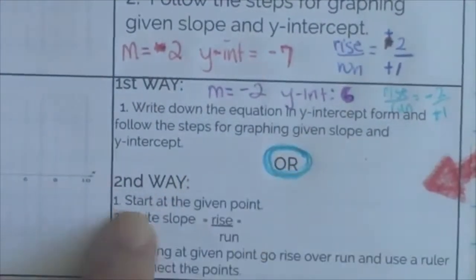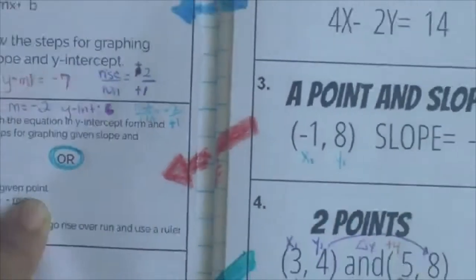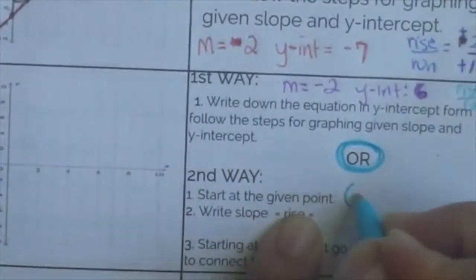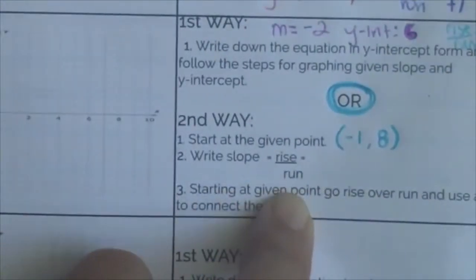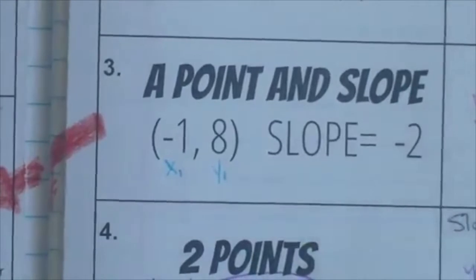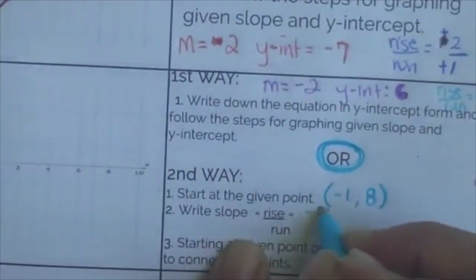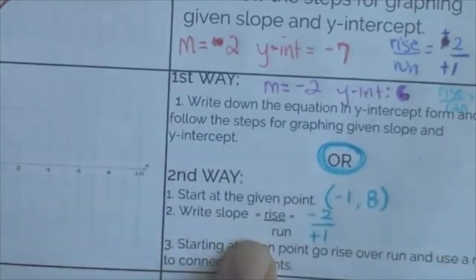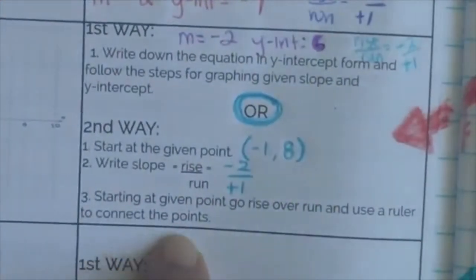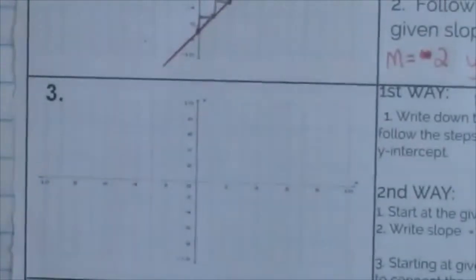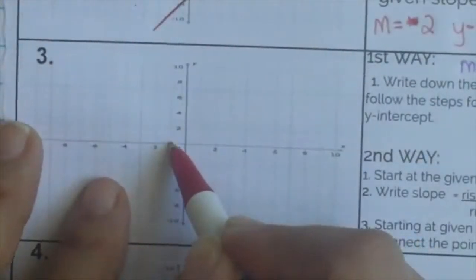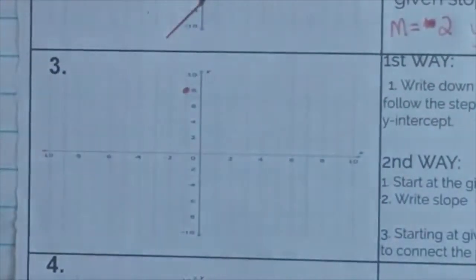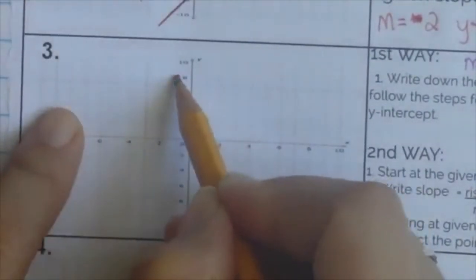Let me show you the second way, because we've done two examples of the first way. Start at the given point, negative 1, 8. So instead of finding out what the y-intercept is, just start at the point they give you. Write down the slope, which is rise over run, because they give you the slope, negative 2, so rise over run equals negative 2 over positive 1. So plot the point negative 1, 8: start at 0, go left 1 and up 8. Then you do rise over run starting at that point. So you don't always have to start at the y-intercept.